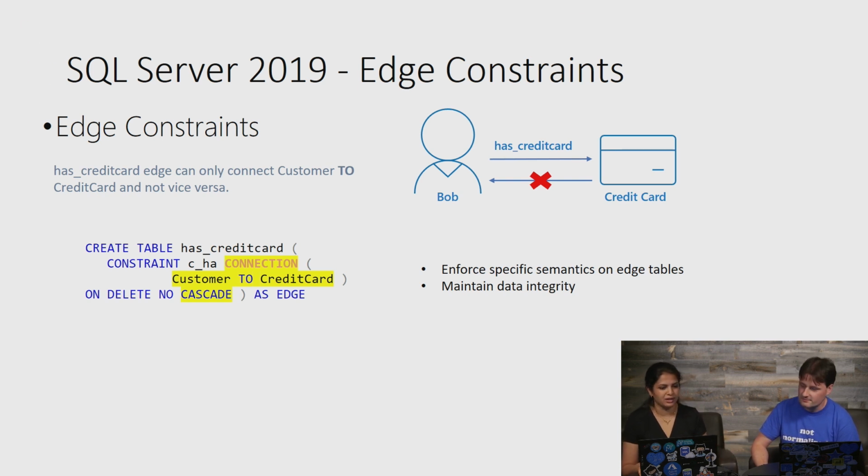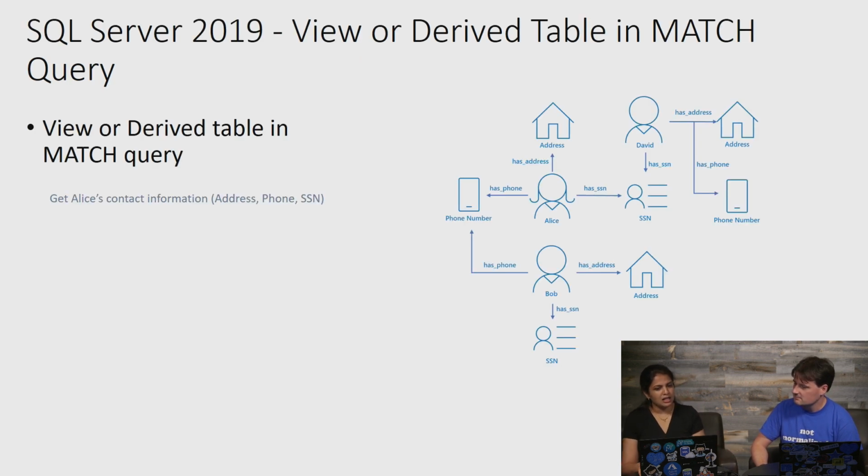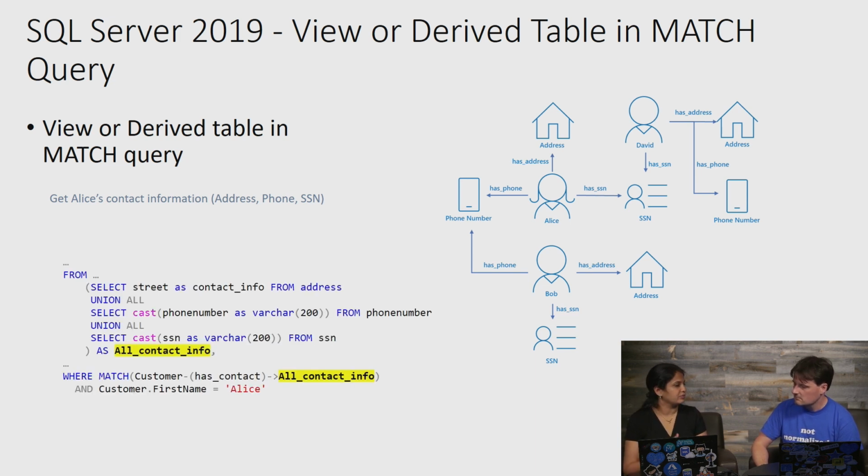Yeah, exactly. The other feature that we supported was views or derived tables on nodes or edges. This is to support graph polymorphism types of queries. You can now create a view or derived table on a collection of nodes or edges, and then use that view or derived table in the MATCH clause in your queries.